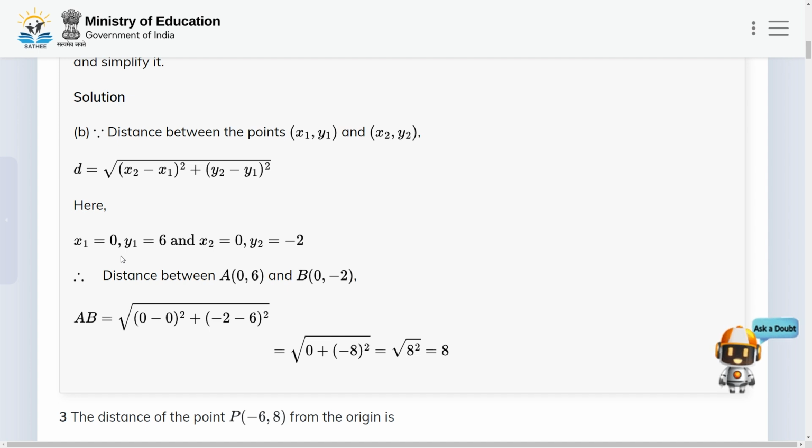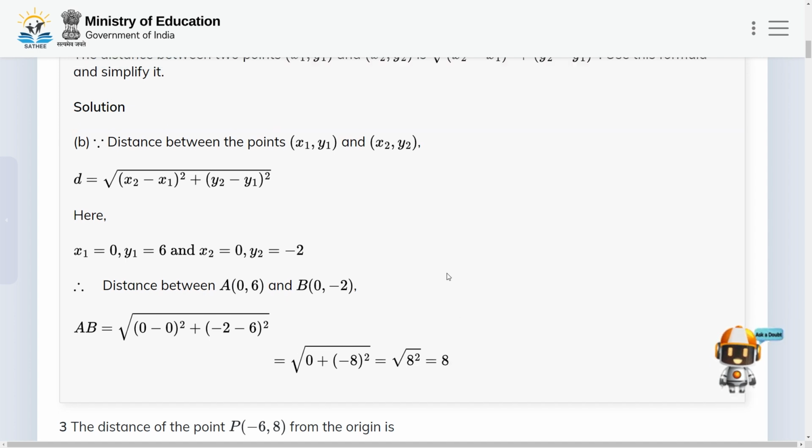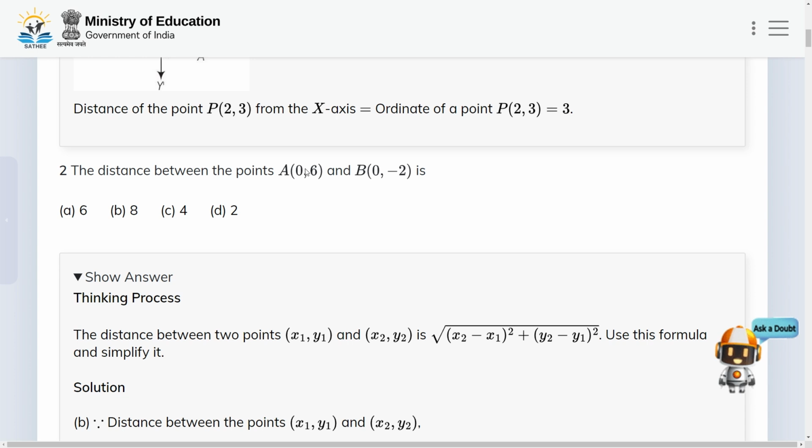Therefore the distance AB between A(0, 6) and B(0, -2) is equal to the square root of (0 minus 0) whole square plus (-2 minus 6) whole square, which is the square root of (-8) whole square, which is the square root of 8 square, and this is equal to 8. So the distance between the points A(0, 6) and B(0, -2) is 8. The correct answer is option B.